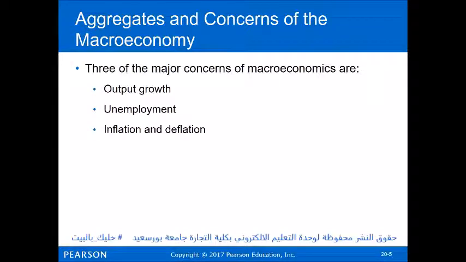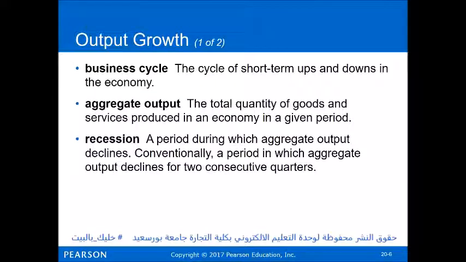Aggregates and concerns of the macroeconomy. There are three major concerns or aggregates of macroeconomies. These are: number one, output growth; two, unemployment; and finally, inflation and deflation. What is the business cycle? This is the cycle of short-term ups and downs in the economy.